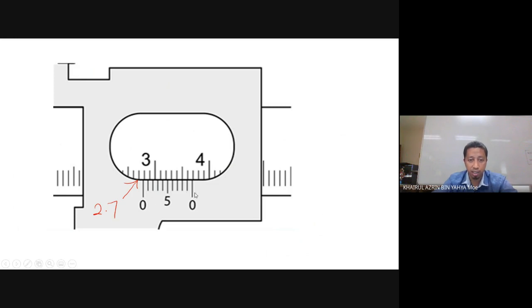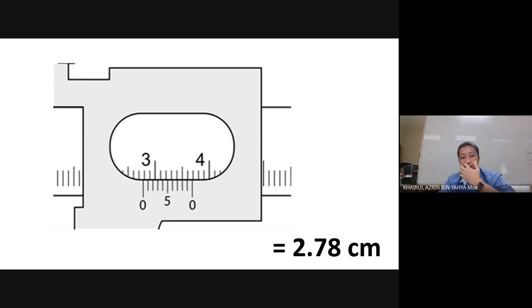Mana line yang straight? So if I can see, this is the straight line. So this is 5, this is 6, 7, 8. Here, this is 8. So the answer is 2.78. And that is how we calculate 2.78.